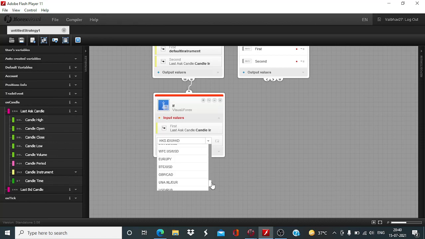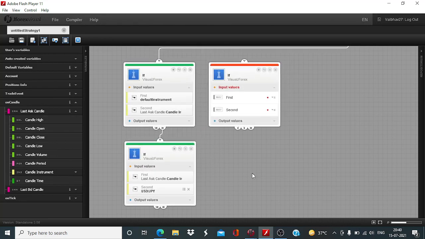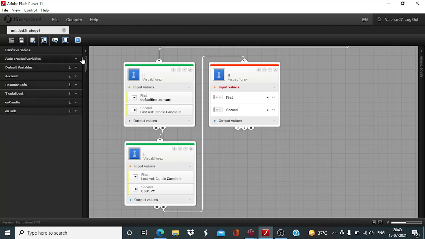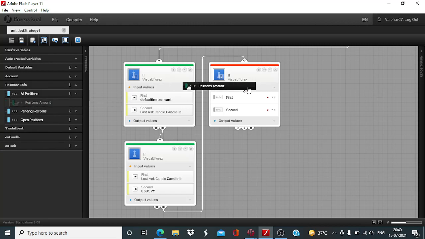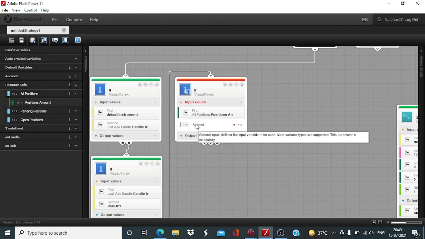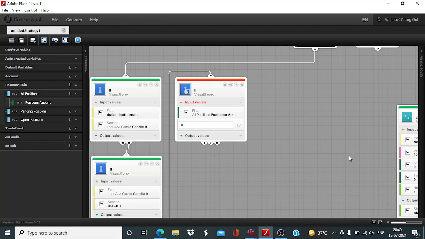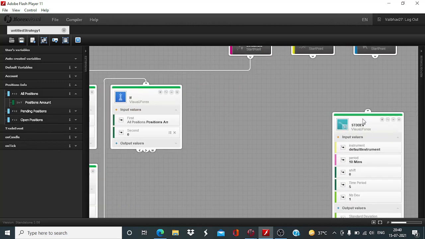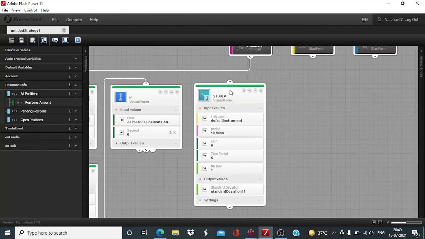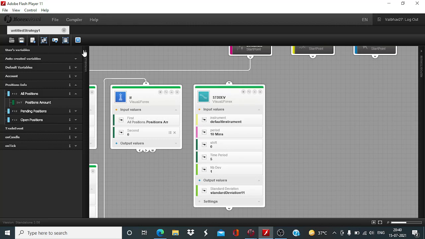Oops, I seem to have missed out on it. Okay, here it is. Position info, all positions, position amount needs to be at 0, and after that we will join it to standard deviation block.